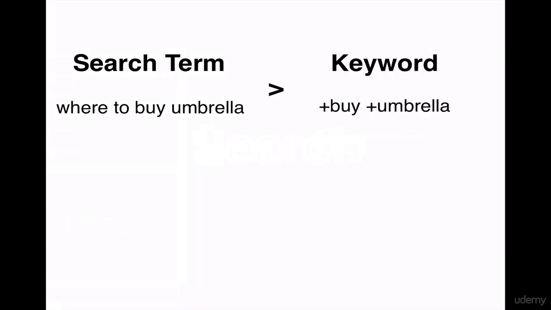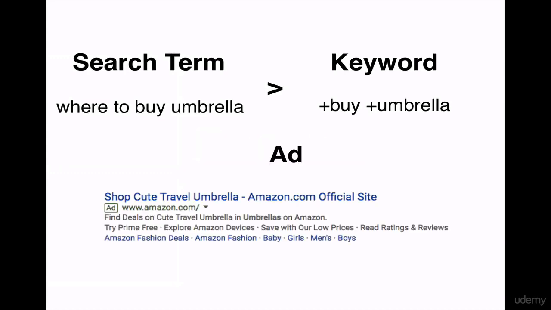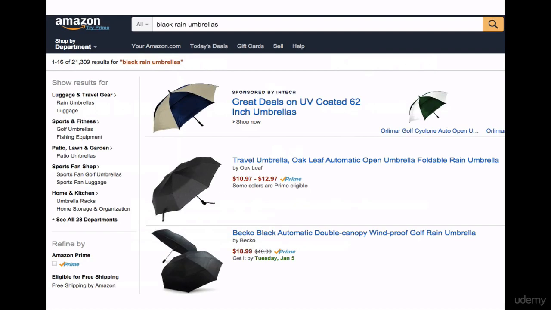Now, the way search ads work is pretty simple. You have a search term, for example, where to buy umbrella. That triggers a keyword that you selected in your account, in this case, buy umbrella, and that triggers the ad that you have created in your account. And the person searching sees that ad on the search results page, they click the ad, it takes them to your website, and hopefully they purchase an umbrella from you.